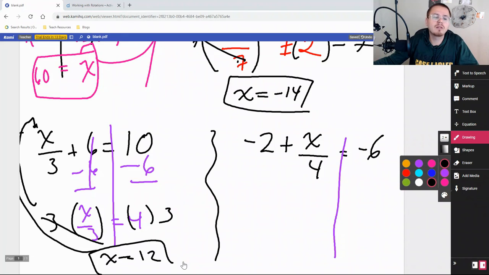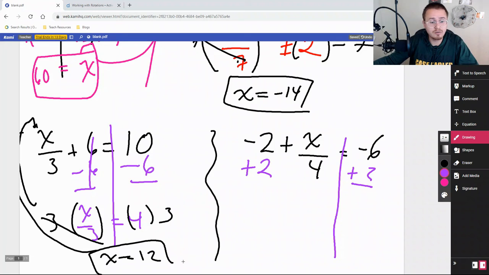Alright, this one, guys, order doesn't matter. Don't get confused if the number comes first or the variable comes first. I try to switch it up so you don't get... A lot of kids see it differently for the first time. They freak out. So we're going to add 2 on both sides because we're still going to undo addition and subtraction before we touch any division or multiplication.